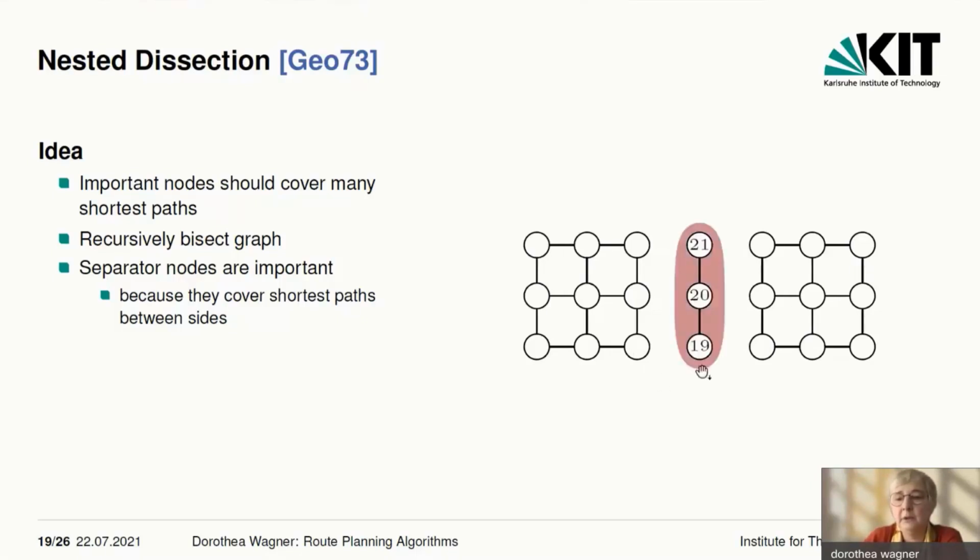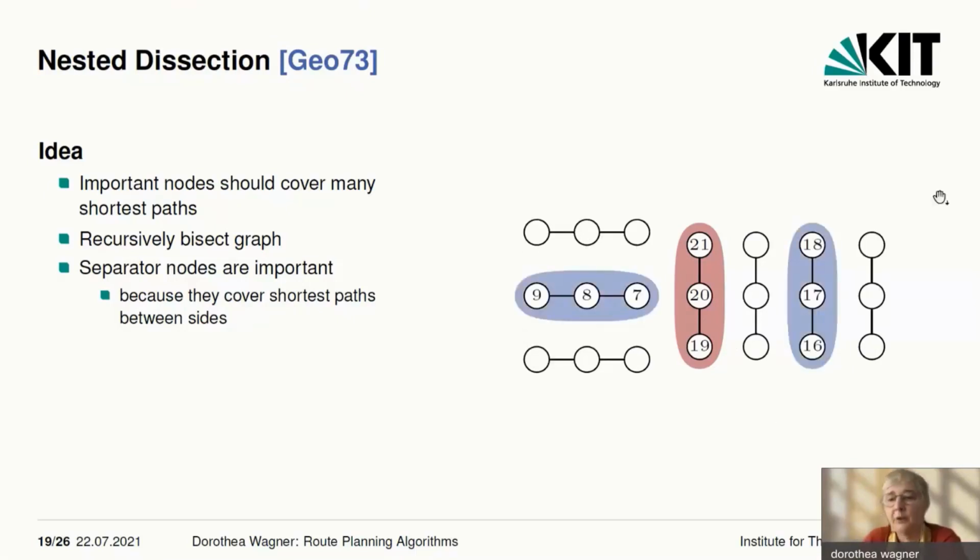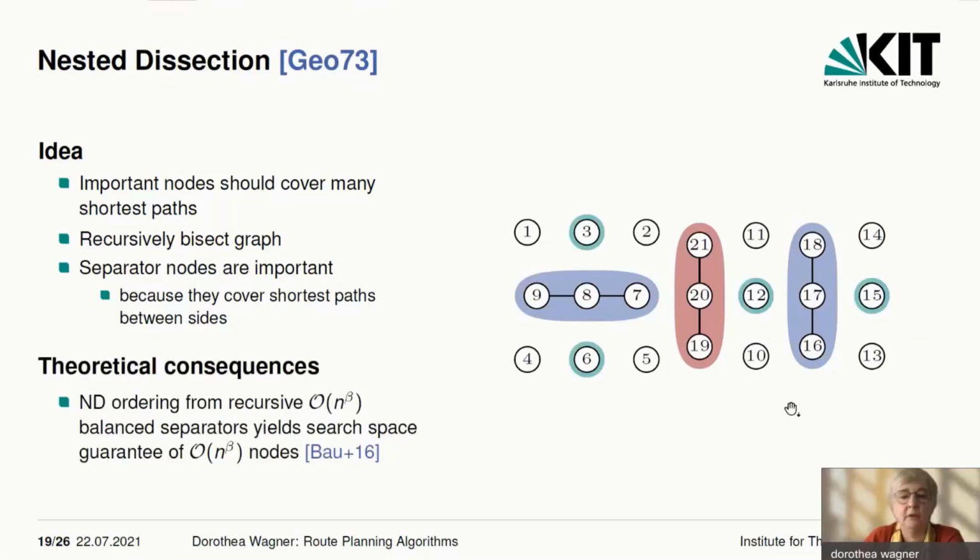Here, if we delete these three nodes, we can separate the remaining graph into two parts of equal size. If we do this recursively, say first on that side and then on this side, or the other way around, we can come up with a separator of size 3 here, and so on. So it's a recursive procedure: recursively bisect the graph.